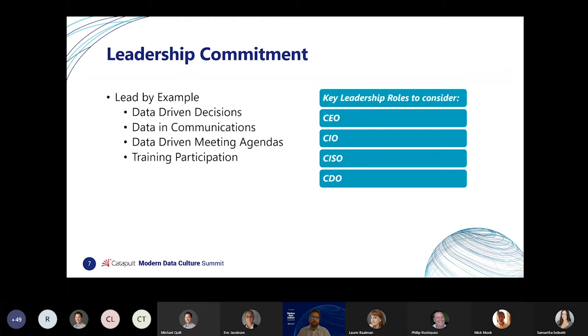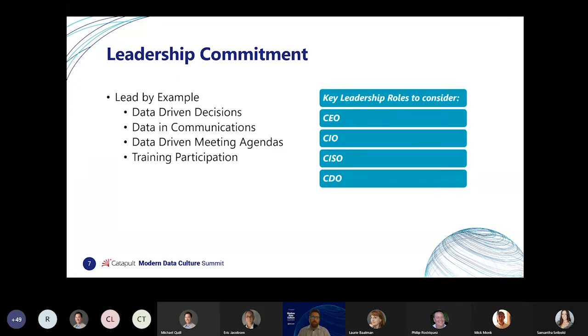We've also seen that when leaders within their corporate communications use data as a way of framing the topics that they're communicating, explaining where data provided some wins, or how data was used to make some critical decisions, referencing data to justify decisions that were made, those sorts of things help push that data culture across the organization. And we've seen where that works well.